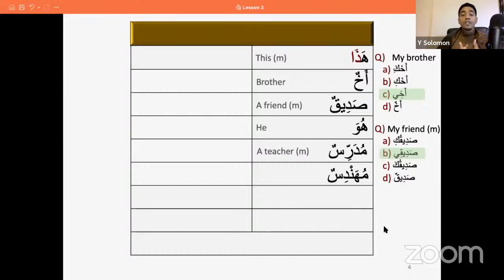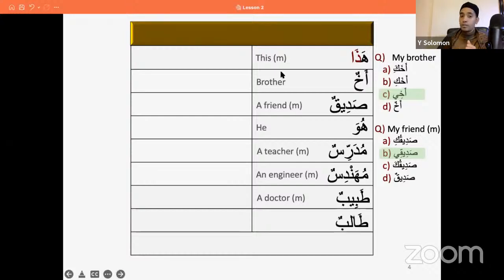Okay. Muhandisun is an engineer, but specifically a male engineer. Tabibun, a male medical doctor. Talibun. Take note, do not confuse tabibun and talibun. Tabibun is a doctor. Talibun is a student, a male student specifically.